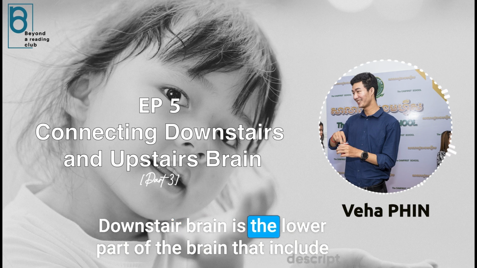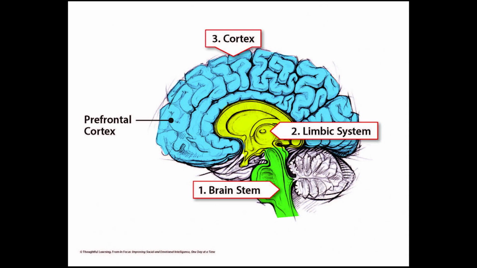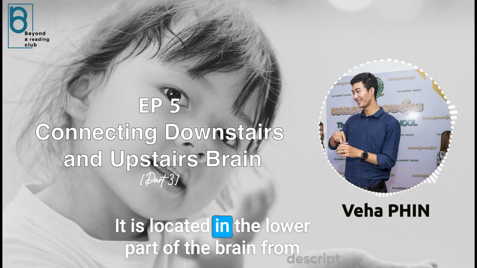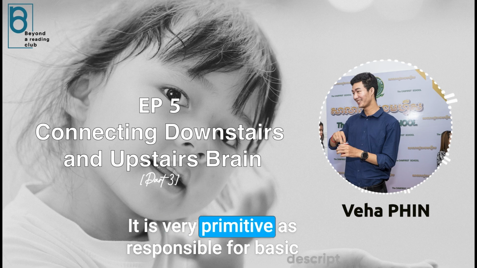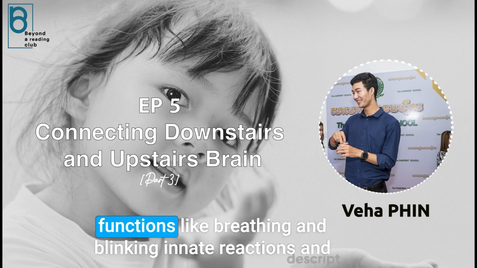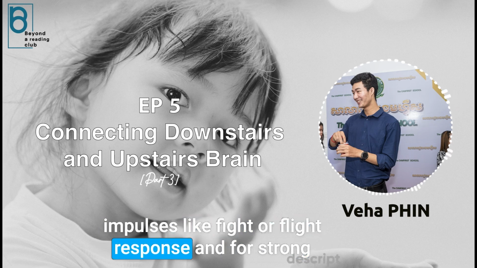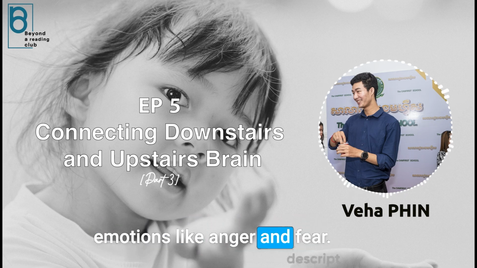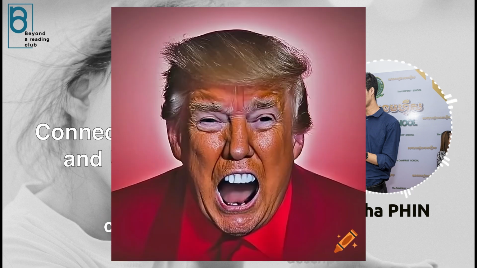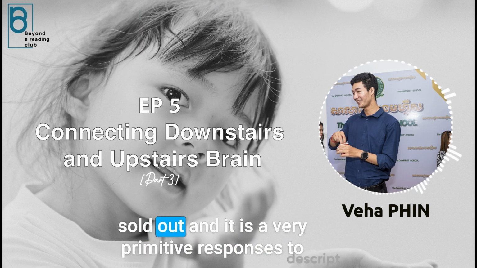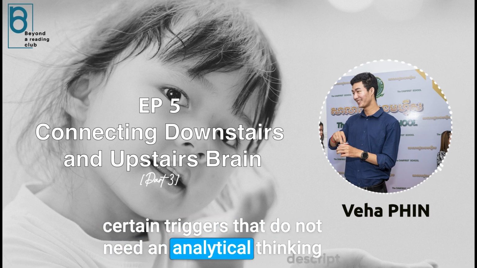Downstairs brain is the lower part of the brain that includes the brainstem and limbic region. It is located in the lower parts of the brain, from the top of your neck to the bridge of your nose. It is very primitive, responsible for basic functions like breathing and blinking, innate reactions and impulses like fight or flight response, and for strong emotions like anger and fear. So one easy example is when your face completely turns red when you line up for 2 hours and then you realize that the tickets end up being sold out. It is a very primitive response to certain triggers that do not need analytical thinking.